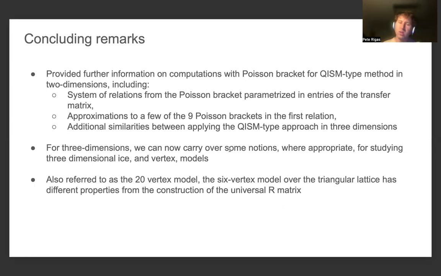And so for 3 dimensions, we can now carry over some notions more concretely where appropriate for studying 3-dimensional ice and vertex models. And this is also referred to as the 20-vertex model, in which the 6-vertex model exists over the triangular lattice, and it has different properties from the construction of the universal R matrix that we had just alluded to.